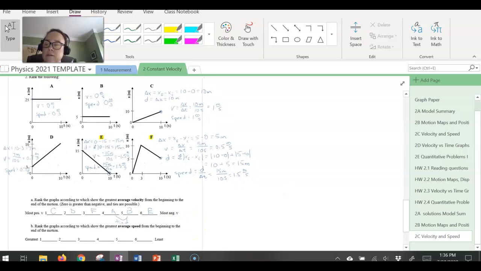Now let's rank by average speed, going from greatest to smallest. So the greatest speed, let's see, I had scenario E and F with average speeds of 1.5. So those were tied for the greatest, so it doesn't really matter the order that we list them. And then I had 1 meter per second in scenario C and 0.7 meters per second in scenario D, and then A and B were tied. They both had a speed of 0 meters per second.